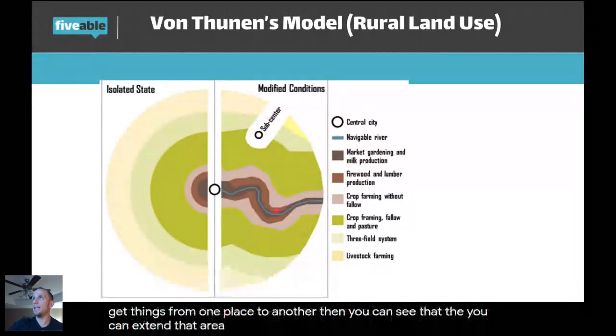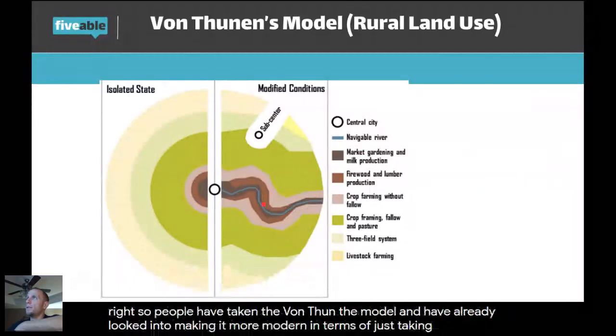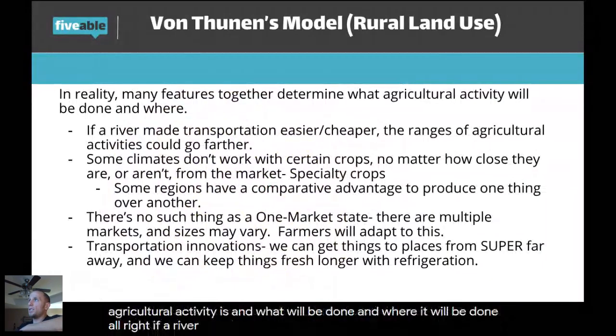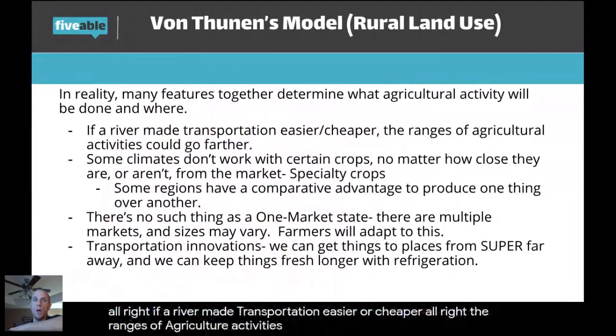So people have taken the von Thunen model and have already looked into making it more modern in terms of just taking into account the topographic variation. Okay, so in reality, many features together determine what the agricultural activity is and what will be done and where it will be done. All right. If a river made transportation easier or cheaper, the ranges of agricultural activities could go further, as you just now saw in the model.